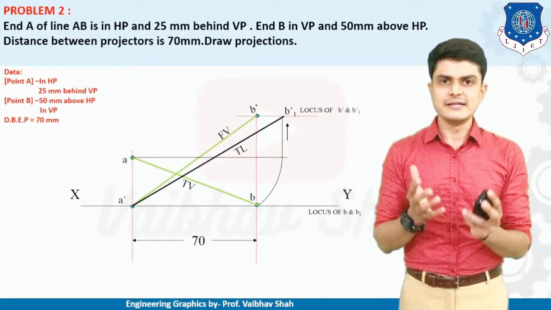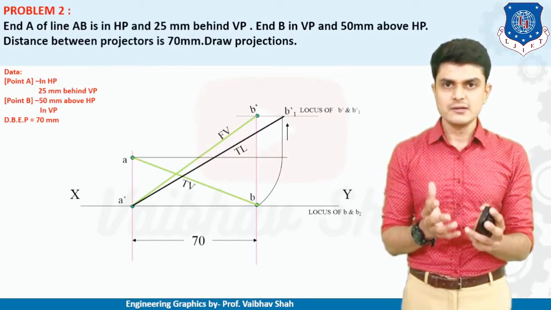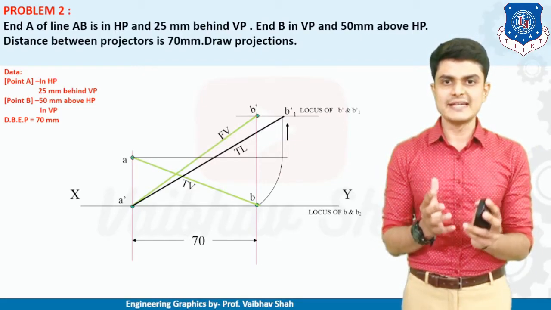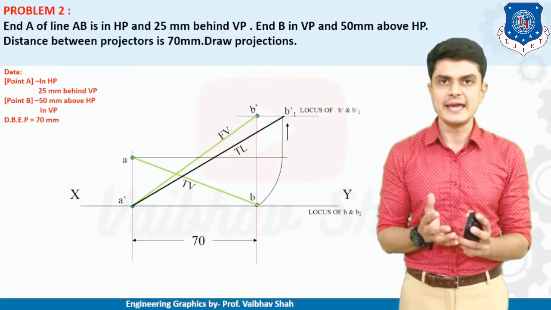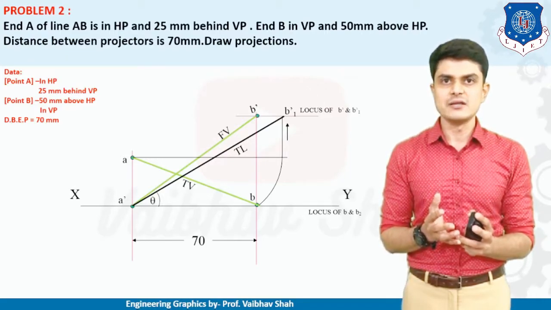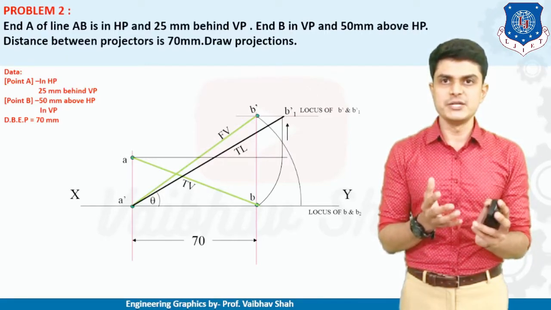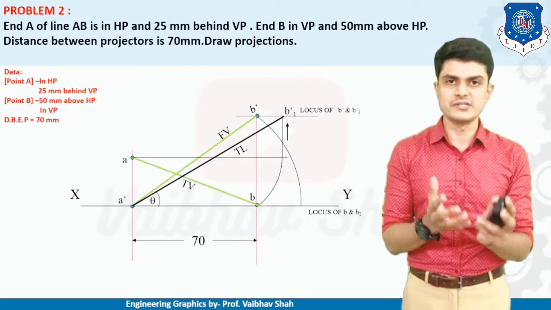Thereafter, very easy, take the dimension of your true length onto your compass, put your compass at position A and cut the line of locus B2, and you will have your true length generated.